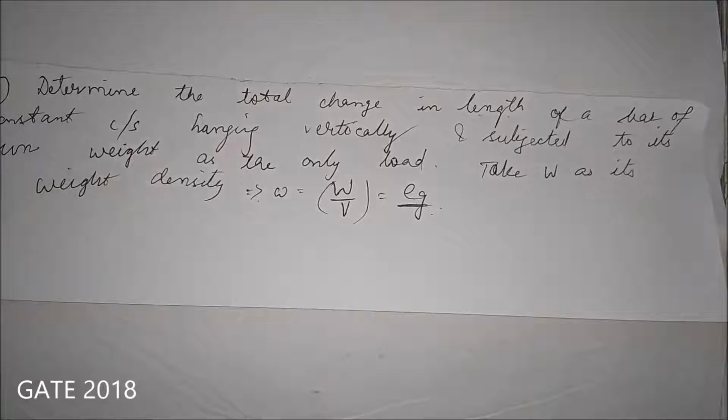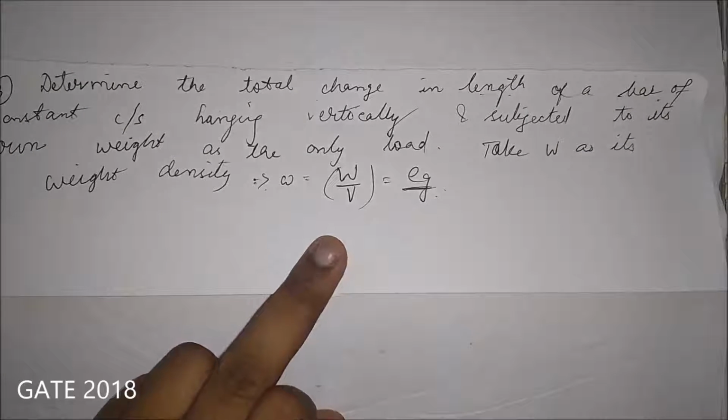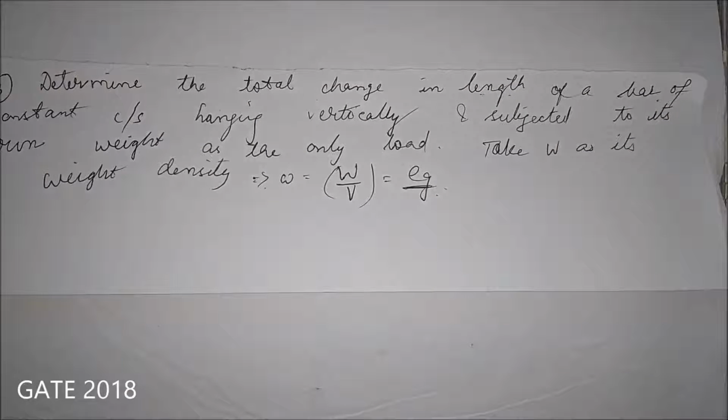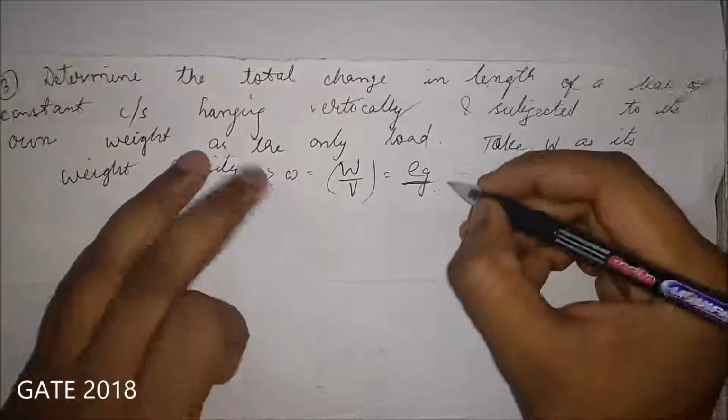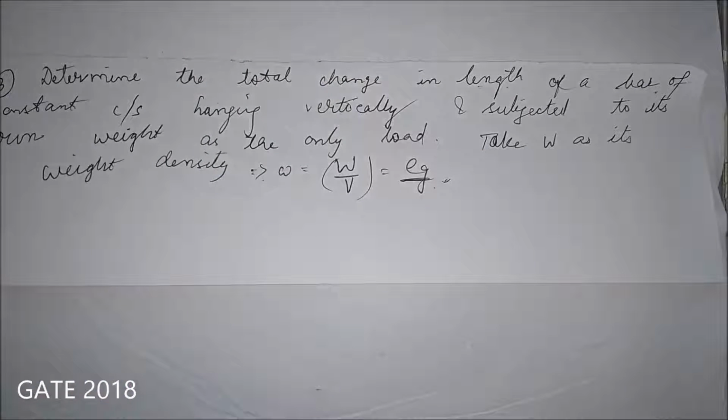So the first problem will be: determine the total change in the length of a bar of constant cross section hanging vertically and subjected to its own weight as the only load. Take W as its weight density. They have given weight density, which is nothing but weight of the object by volume, and is also expressed as rho into g. Okay, you can now pause the video and try to solve it.